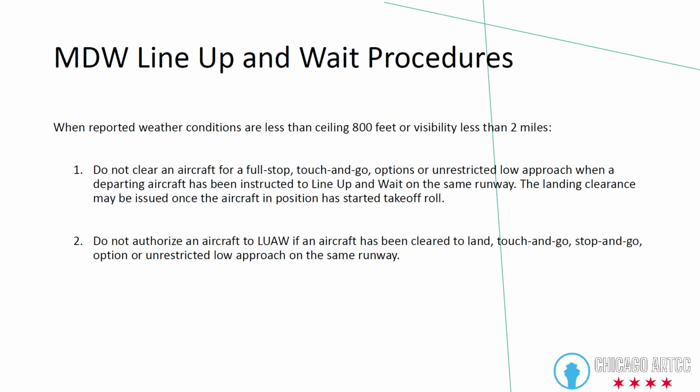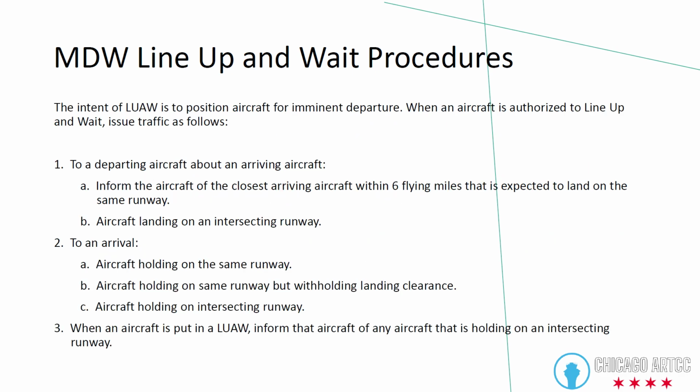The training that we do at Lafayette, when we're a tower, we don't have a safety logic system in the ASD. For Lafayette, it is essentially the same deal here at Midway when the weather is not good. We can't do the lineup and waits if we've got someone cleared to land, and vice versa. The intent of lineup and wait is to position aircraft for imminent departure.